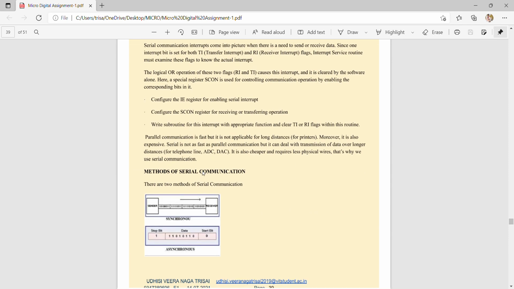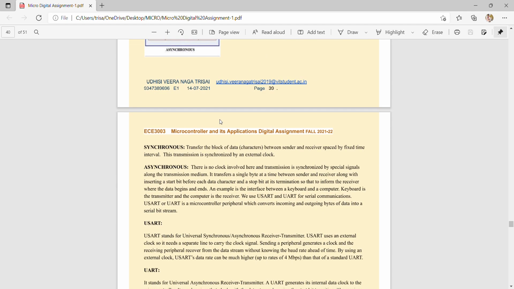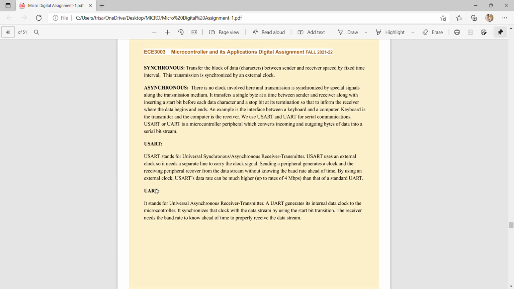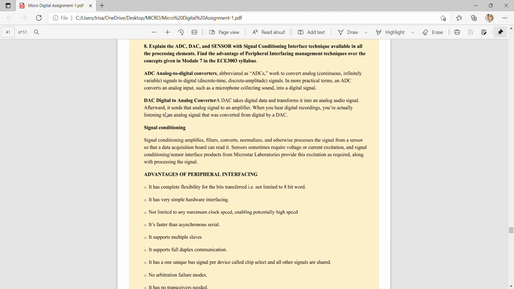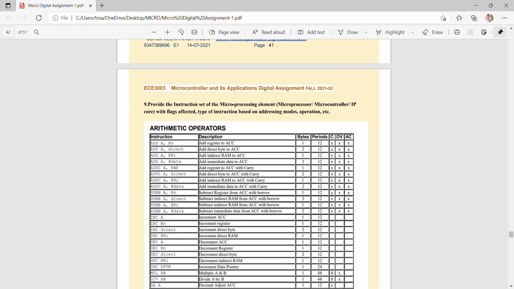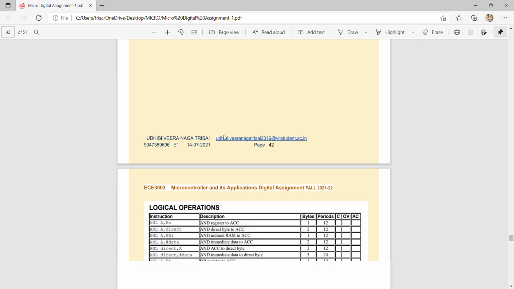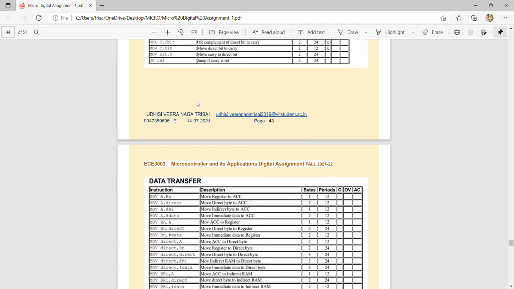And these are the methods of serial communication, and everything, USART, UART, will come under this. And the ADC, DAC and sensor signal conditioning explanation is available for all processing elements. And the question given was from module 7: you can see the ADC experiment, DAC and signal conditioning, and the advantage of peripheral interfacing, and this is the arithmetic operators table, and logical operators, Boolean multiplication, and data transfer.